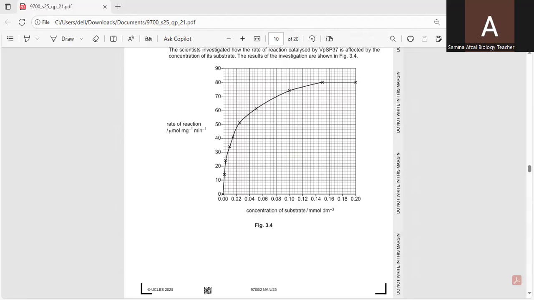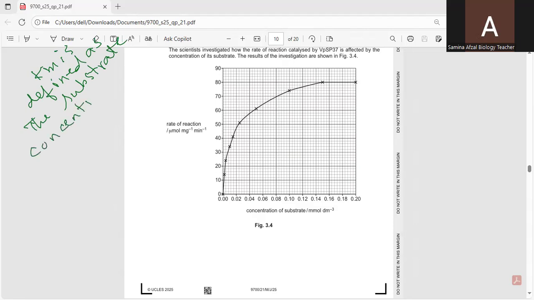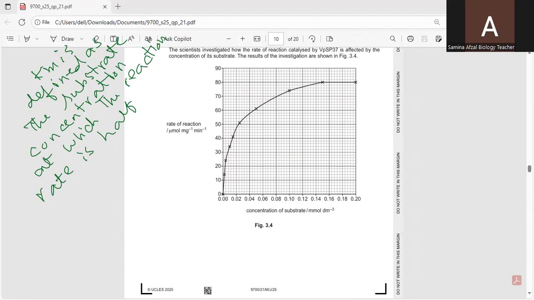Let me do it. Km is defined as the substrate concentration at which the reaction rate is half of the maximum reaction rate.